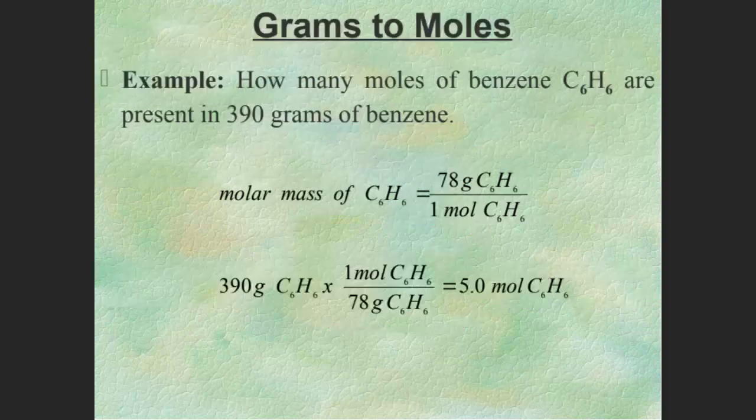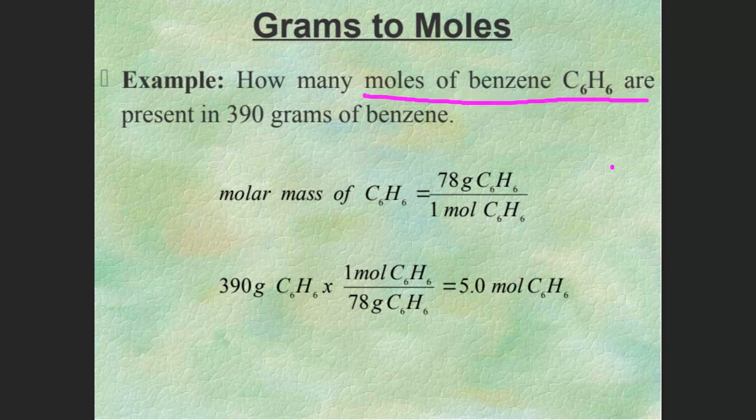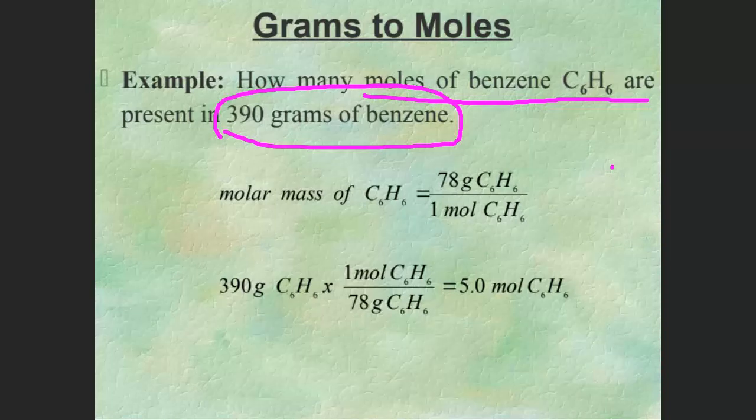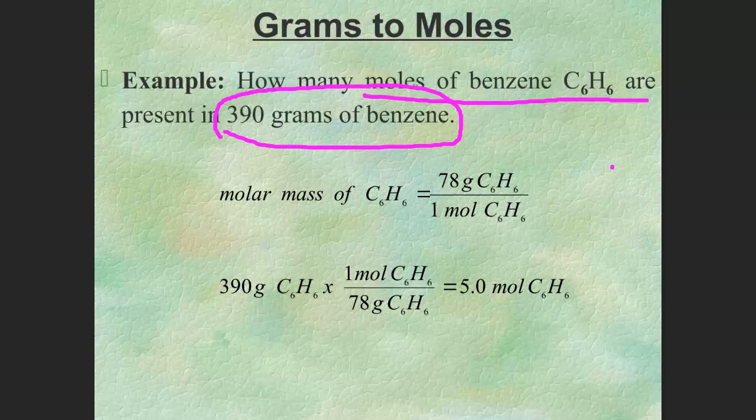Let's see. Now we come to gram to moles. Till now we saw examples of how many grams. How many moles of benzene, C6H6, are present in 390 grams of benzene? So, what information can we have? We can have the information for the atomic mass of benzene for 1 mole, correct?